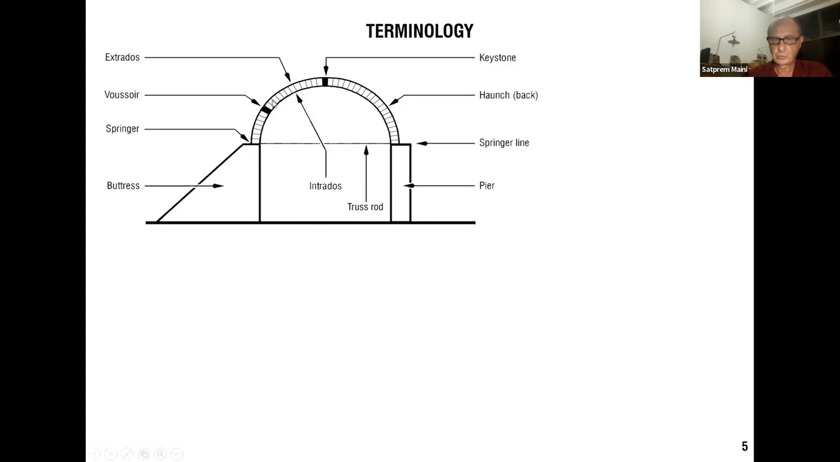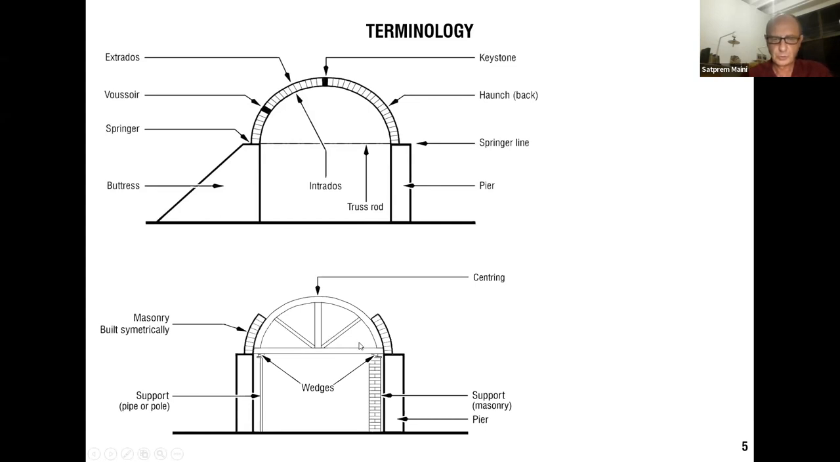And then you have the haunch, which is outside of the arch, more or less at a 30 degrees angle here, which is the weakest part of the arch. And then you can have either a pier, a wall, or a buttress. So this is with the centering. Centering is the support to build the arch, which can be made of wood in that case, or steel. And it is supported either by some masonry, which will be removed, or with some poles like this. You always have wedges below to support the centering and be able to remove it. And we always have to build masonry in a symmetrical way on both sides at the same time.